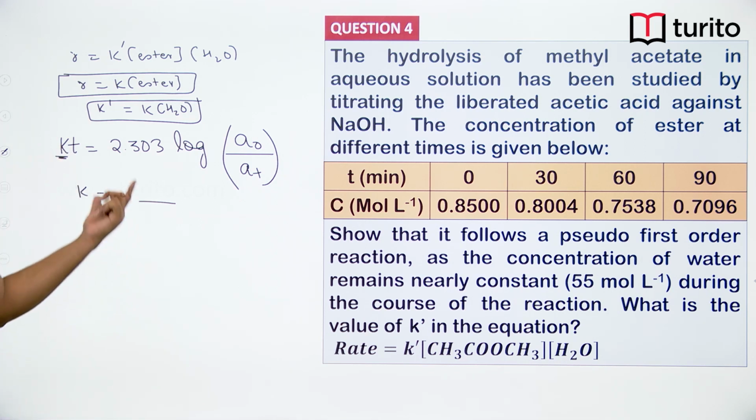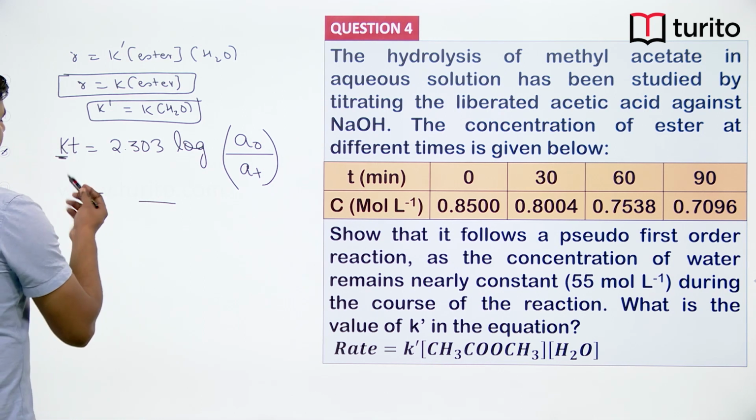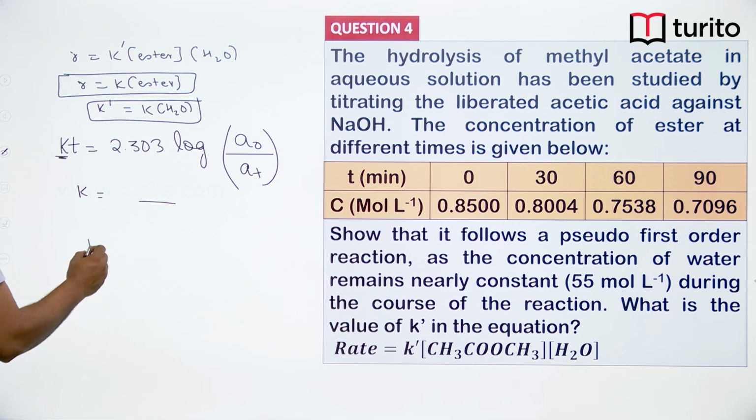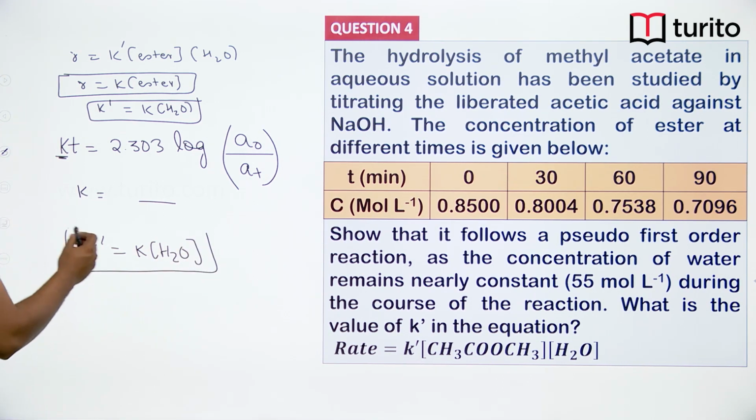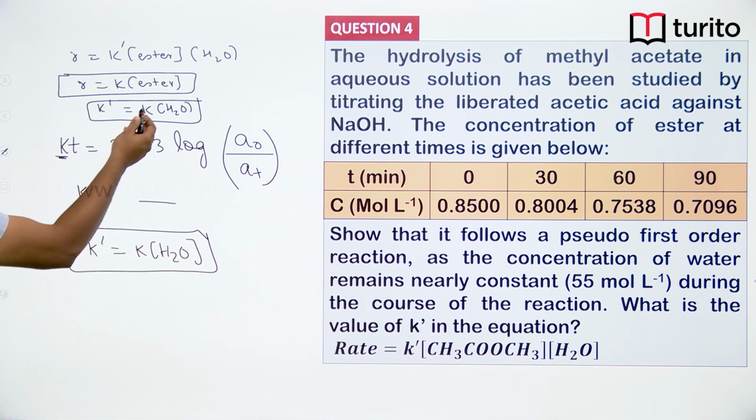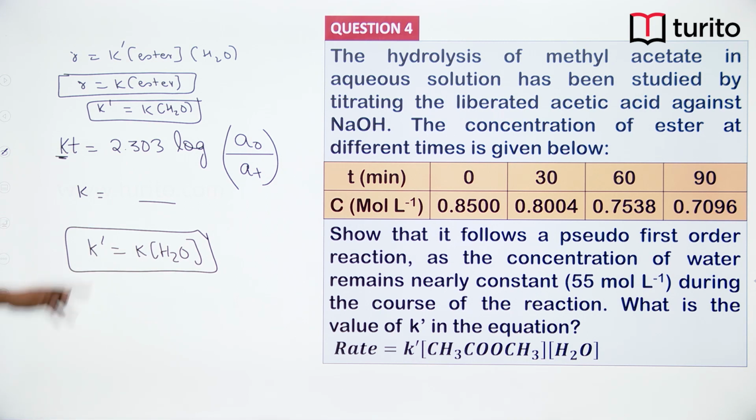Similarly for 90 minutes, if the value of K comes out to be the same in all the cases, it means that it is a pseudo first order reaction. So we will get the value of K from them. Now we will say that K dash is equal to K into the concentration of water. So we are finding out the value of K from here. The value of K dash would be K into the concentration of water.